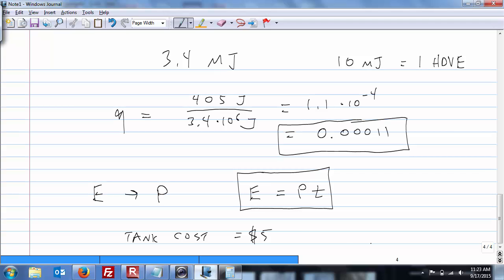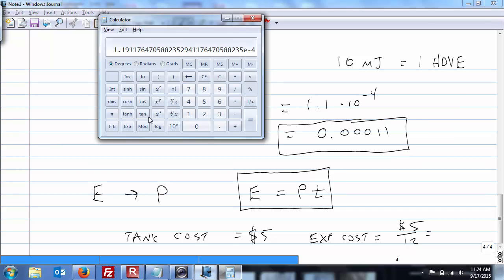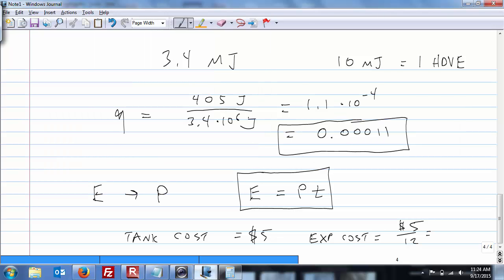Why did you get 1/12? 2 hours divided by 20 minutes. Oh, that's right, because we did. Yeah. So the tank costs $5, and then the experiment cost equals $5 over 12. Somebody help me out here. 5 over 12 equals 41 cents.